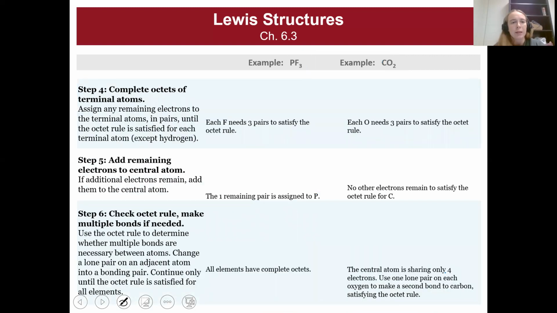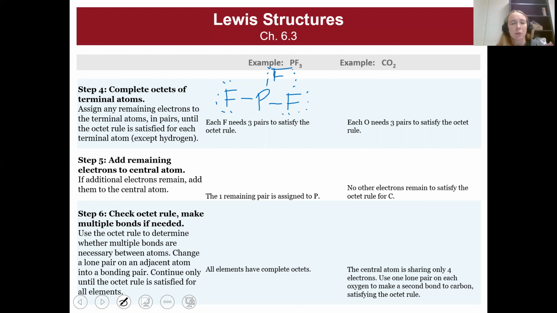So now we want to complete the octets of those terminal atoms. So I'm going to draw my structure here again. PF3. So we want to complete the octets of our terminal atoms. So I'm going to give each fluorine 3 lone pairs. A little off the screen here, sorry. And this fluorine can have 3 lone pairs. They're a little funky, but they're there. So now we have 3 lone pairs.